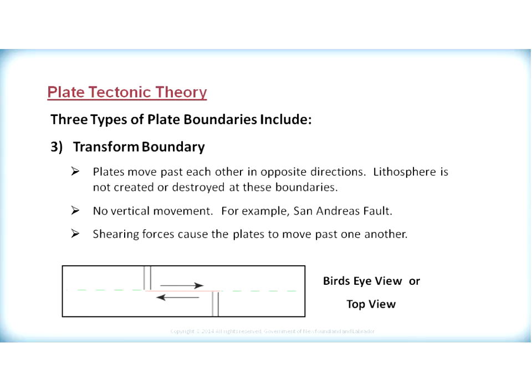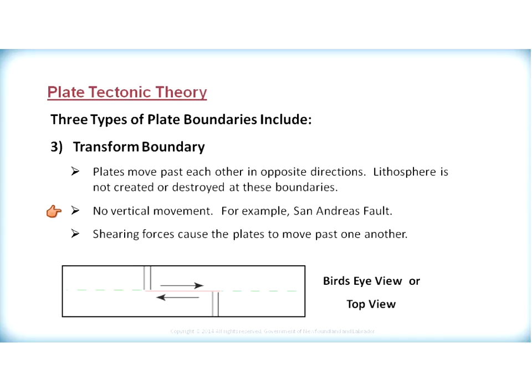The third type of boundary is called a transform boundary. When we look at the third example of boundaries that exist along the edges of tectonic plates, namely this one, a transform boundary, these plates move past each other in opposite directions. The lithosphere is not created or destroyed at these boundaries. We tend not to see any vertical movement of the tectonic plates, the lithosphere.